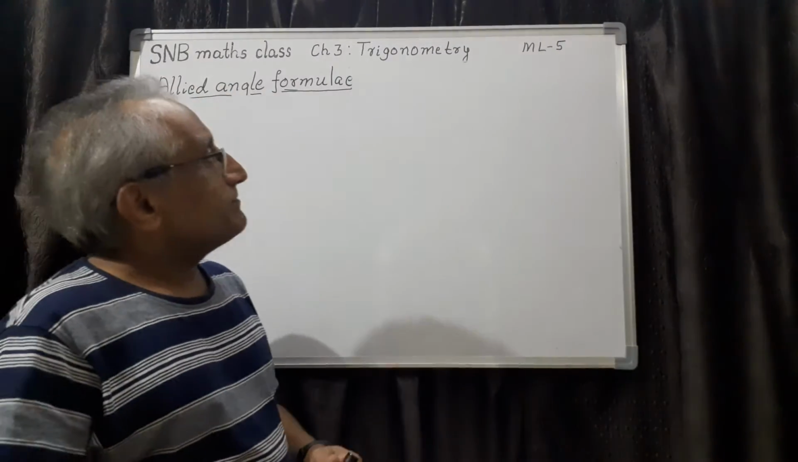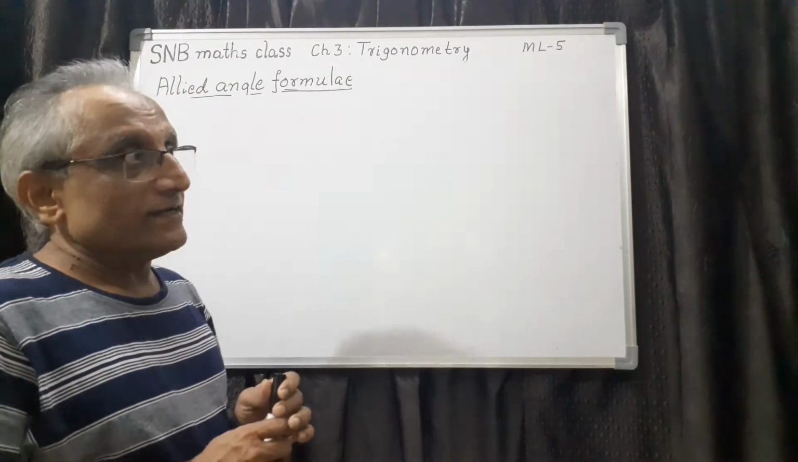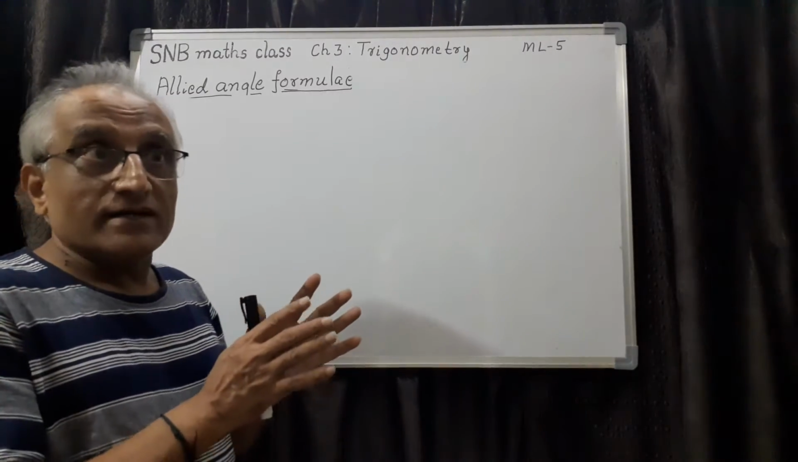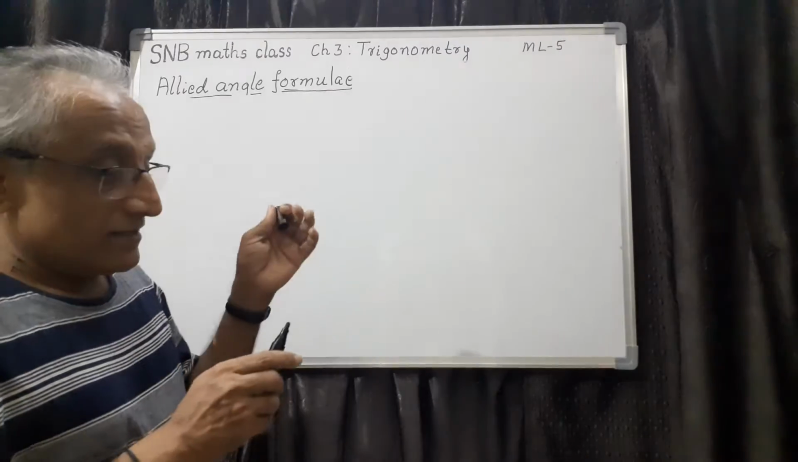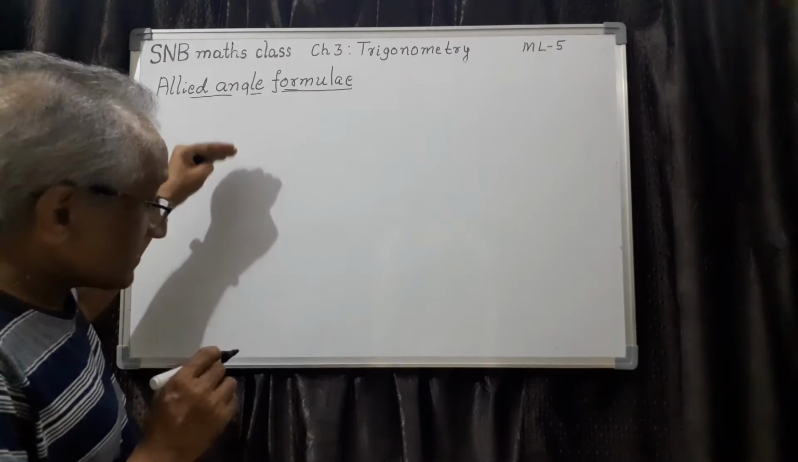Hi students, this is main lesson 5. In the last class I made a mention of allied angles and I told you there are certain formulas which you have to understand first, then you have to memorize. So first let me list here the list of formulas we have to actually construct.